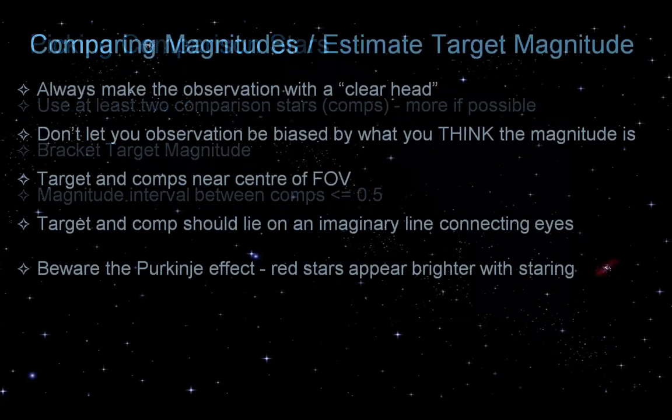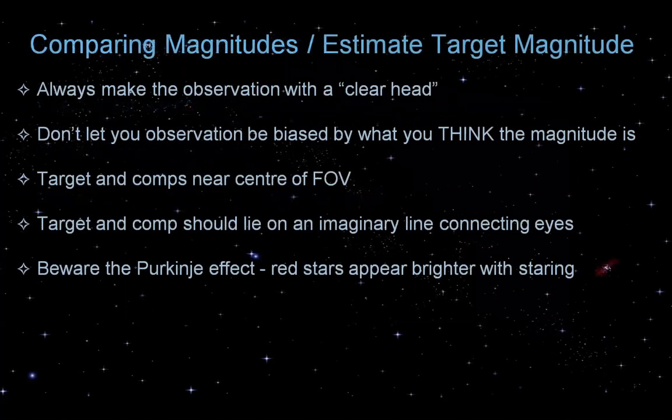And here are some tips to estimate the magnitude of the variable star itself. You always want to make the observation with a clear head. Don't listen to your buddy saying, oh, I saw Zeta Ursa Majoris an hour ago and its magnitude 7.2. Don't listen to these people. You have to go with a clear head and unbiased observation. Don't let your observation be biased by what you think. That's what I'm trying to say.